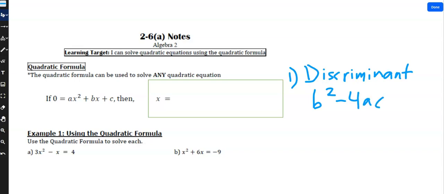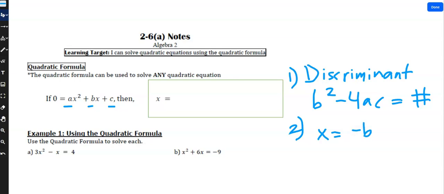b squared minus 4ac. Remember, you got your a, which is in front of your squared term, your b, which is in front of your linear term, and your c, which is your constant term. Well, this is a number. It's just a value, right? Now it goes into the second part of the equation, and the second part of the equation is where you actually get your solutions from.